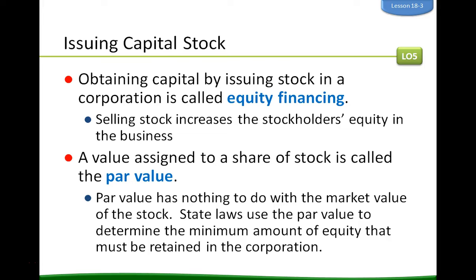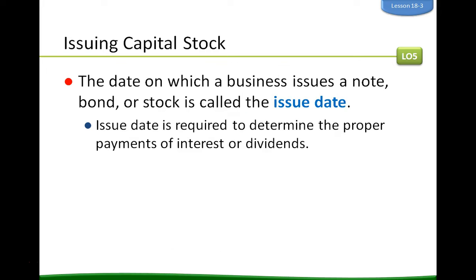A value assigned to a share of stock is called the par value. The par value has nothing to do with the market value of the stock. State laws use the par value to determine the minimum amount of equity that must be retained in the corporation. The date on which a business issues a bond or stock is called the issue date. The issue date is required to determine the proper payments of interest or dividends.